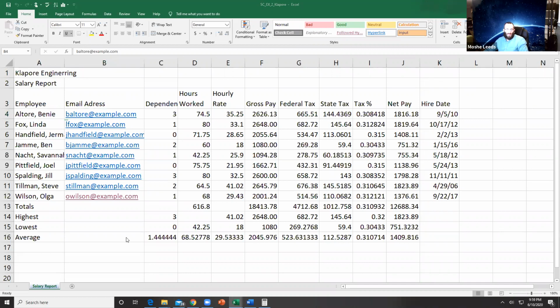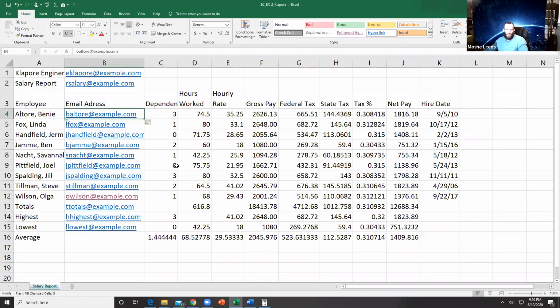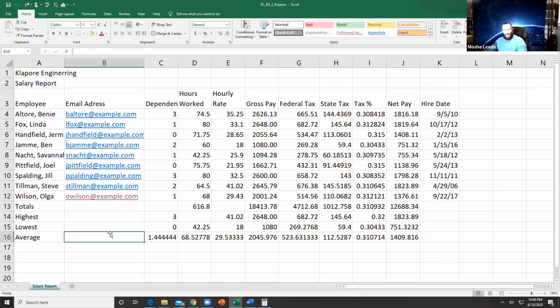Oh, you know what? What happened? Oh, come on. See, it just totals lowest. Okay. So let's see this one. Okay, so let's play around with this one.